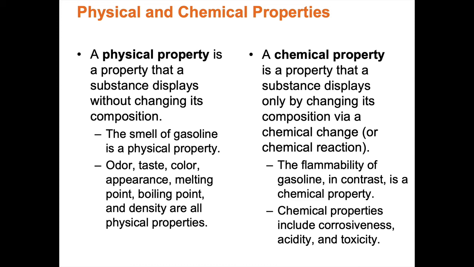A chemical property has to do with the fact that the substance will change. For example, a chemical property of iron is iron will react with oxygen to form iron oxide. It has to do with the fact that the iron is going to rearrange or form a new compound. This is a chemical property.